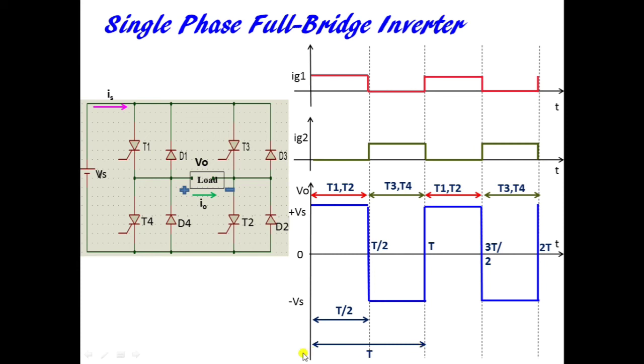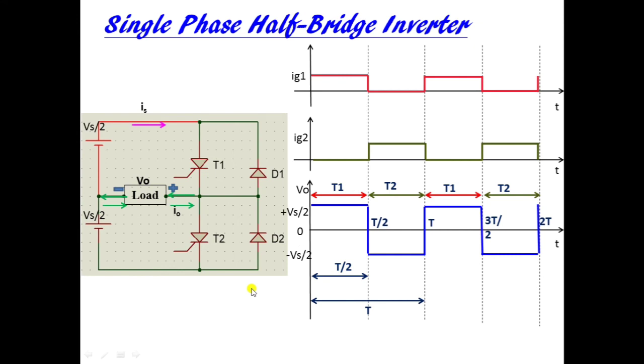Now this is the single phase full bridge inverter. This is very easy. Both these circuits are very easy to understand. Now let us understand why these diodes D1, D2, D3, D4 are connected in this circuit, and in the earlier case we had D1 and D2 connected here. These are called feedback diodes.